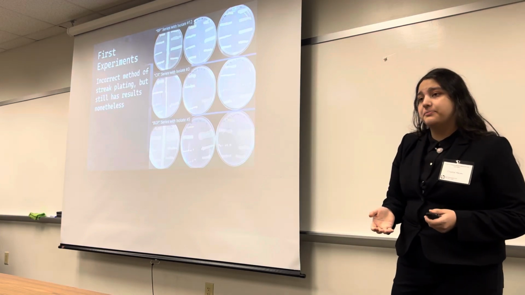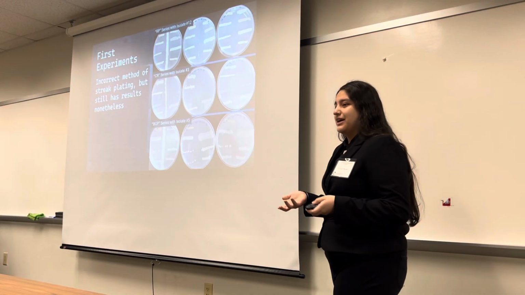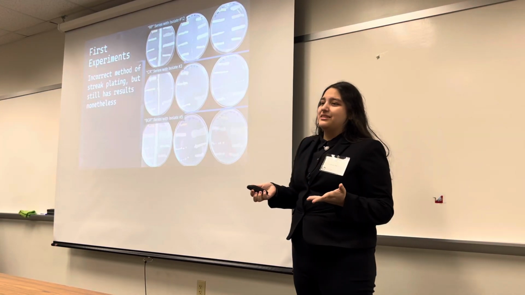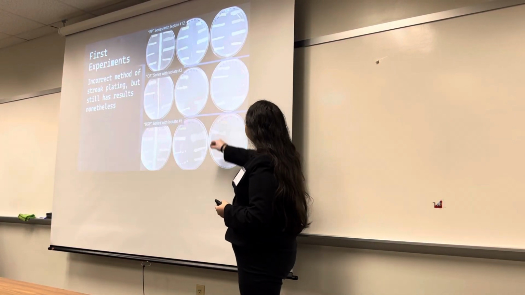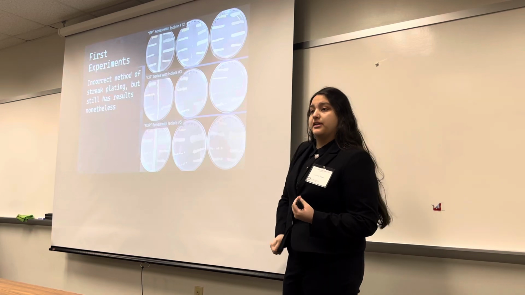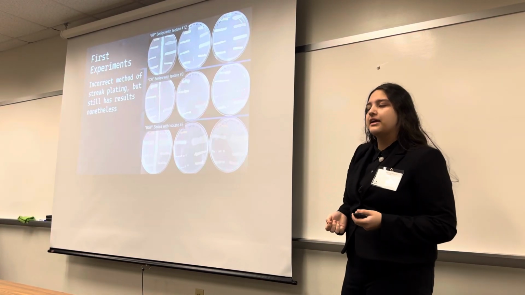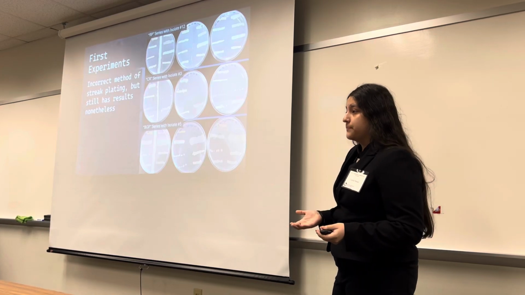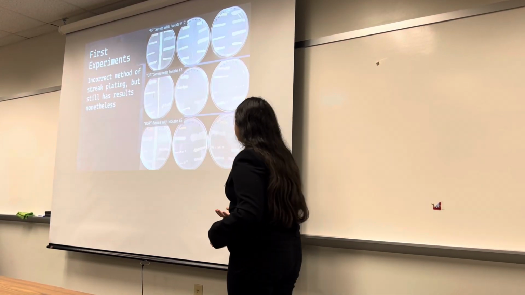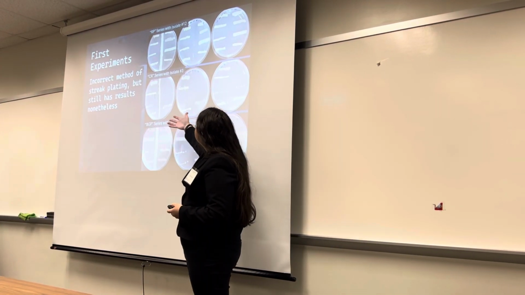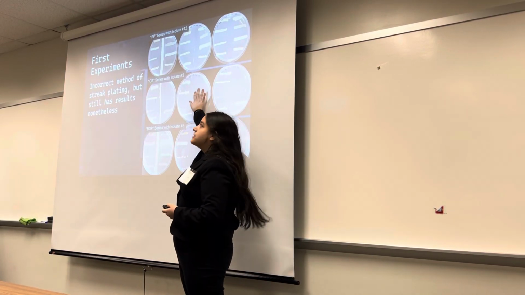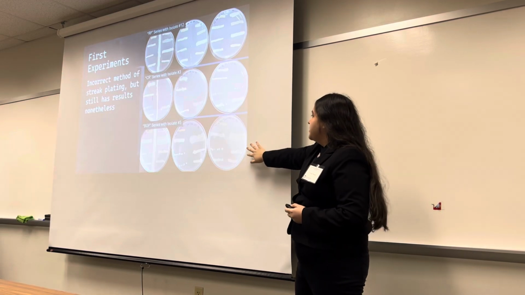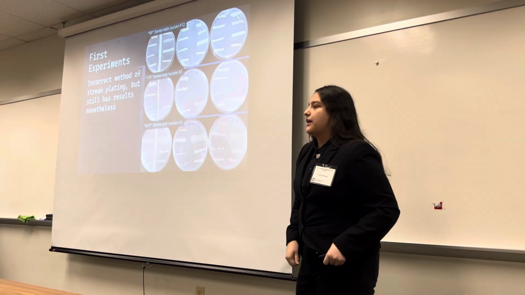For my first experiments, I used the incorrect method of cross-streak. I thought that you would have to place the isolates on one side only and not touch the line to indicate antibiosis reaction. However, I was incorrect. Still, I got results from this experiment, as you can see, these three different series: the RP series of these three, the CR series over here, and the BGP series with isolate number 5.